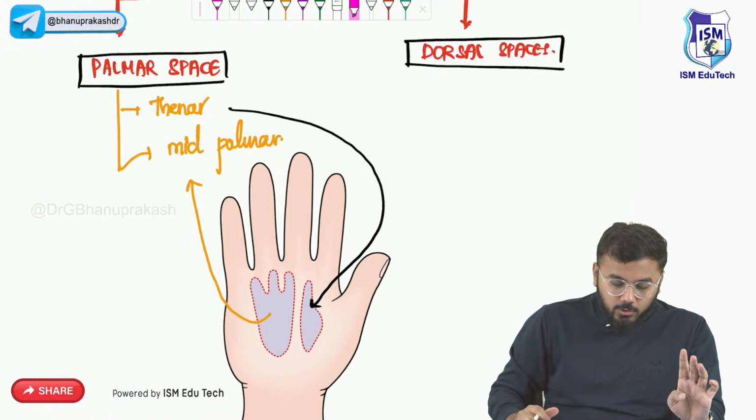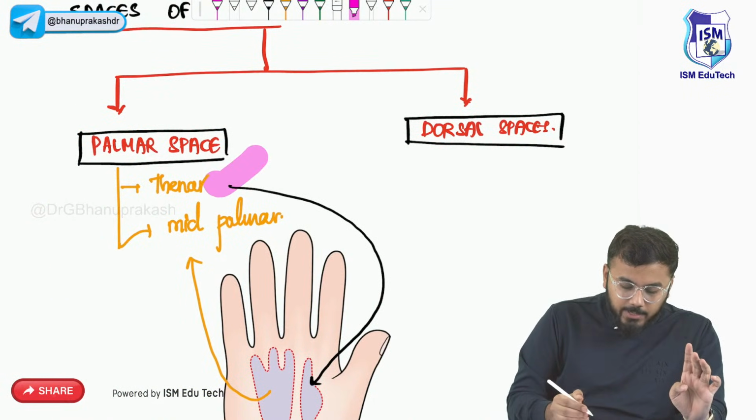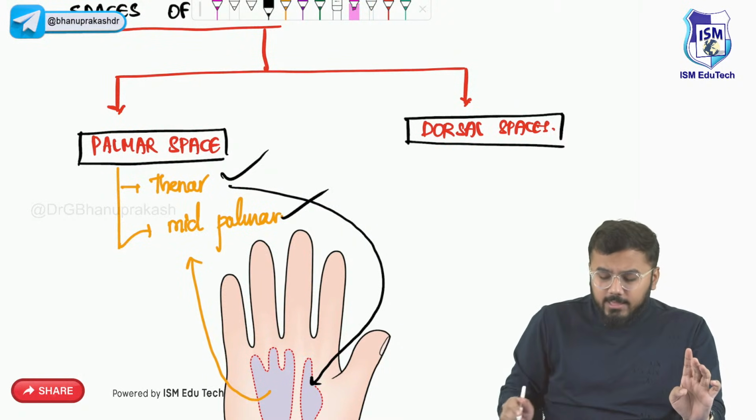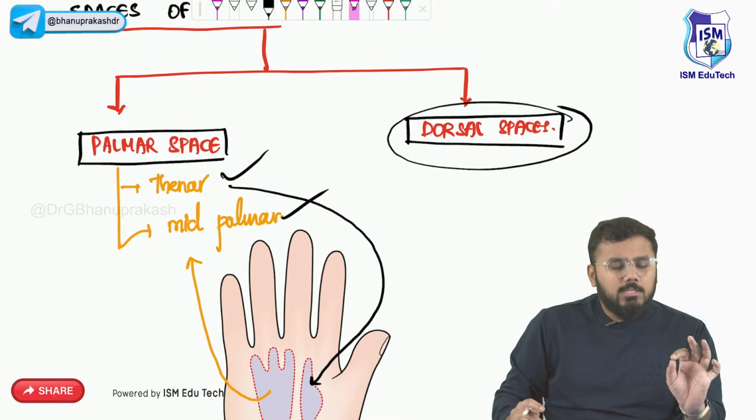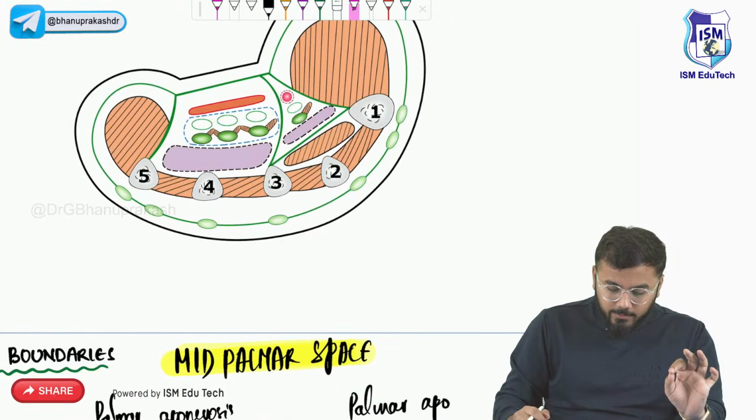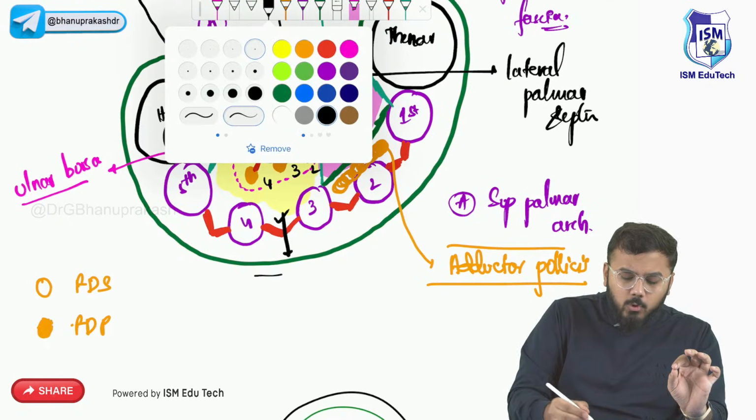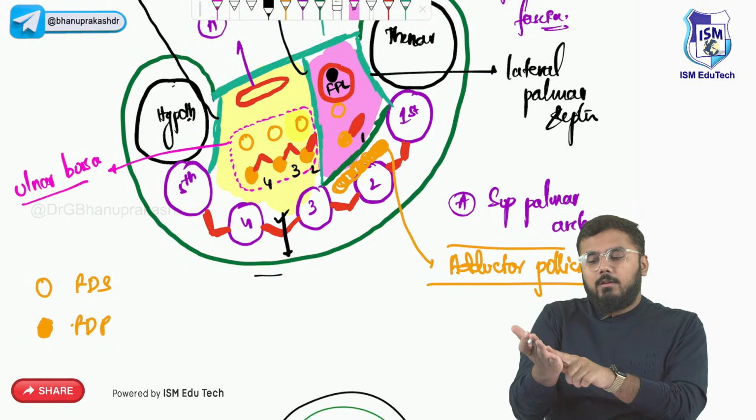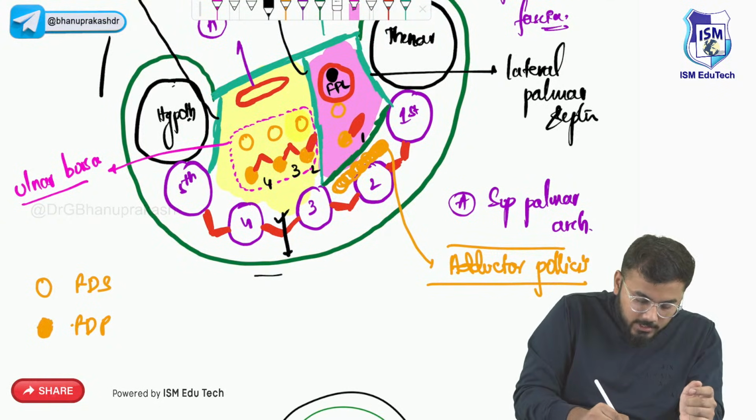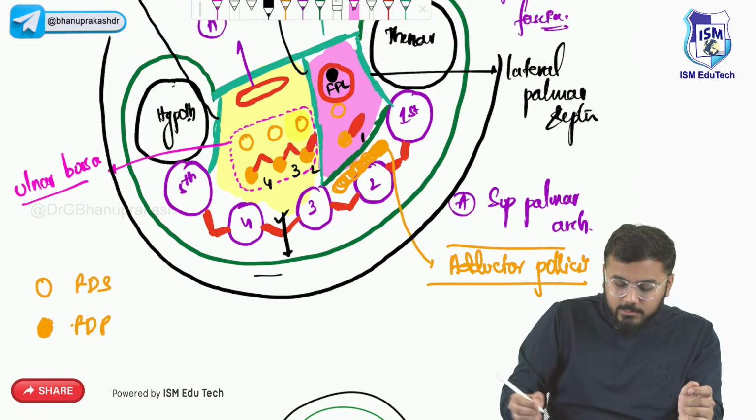Okay, so you told me about thenar space. You also told me about mid-palmar space. Then what about dorsal spaces? Dorsal spaces are very easy. Look here now. What is the outermost layer here? Outermost layer, skin, right? So this skin is the outermost layer like this.